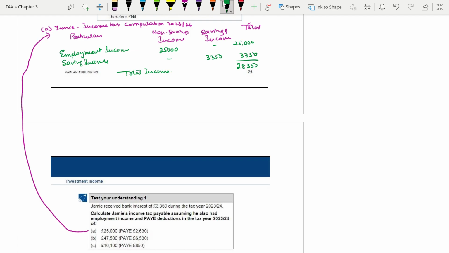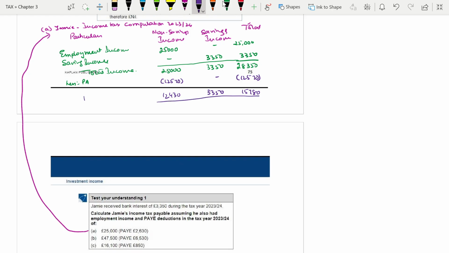Next, we have to take less personal allowance. First, we deduct personal allowance from the total income: 25,000 and 3,350. The personal allowance is 12,570. Now 12,430 and 3,350 makes 15,780. This is the taxable income.